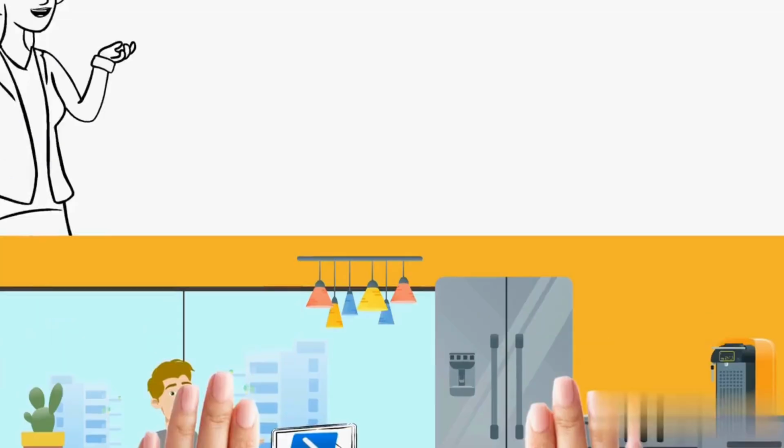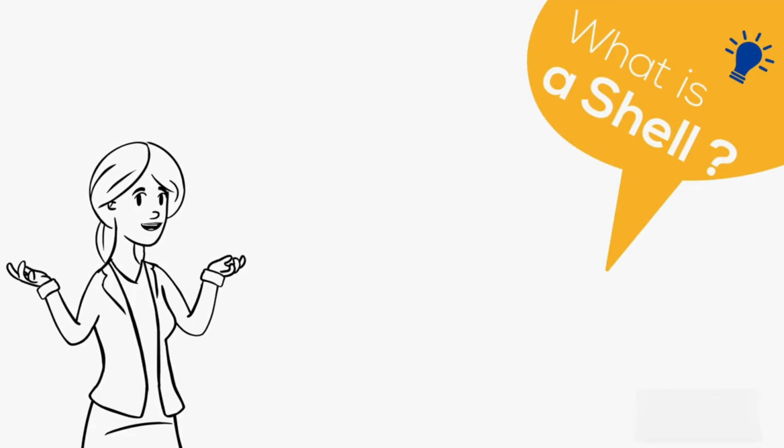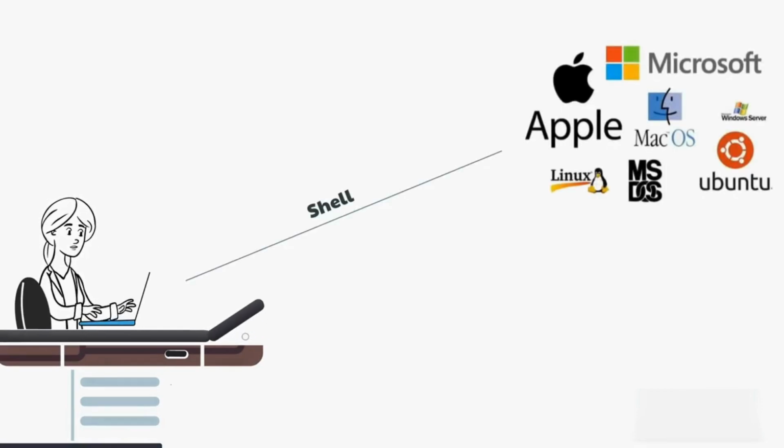Let's start with the question, what is a shell? Well, think of a shell as the middleman between you and your operating system. It's a program that takes the commands you type in and passes them to the operating system to be executed. Basically, it's how you talk to your computer using text commands.